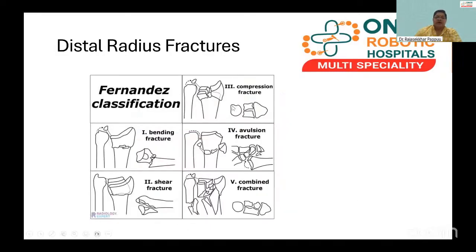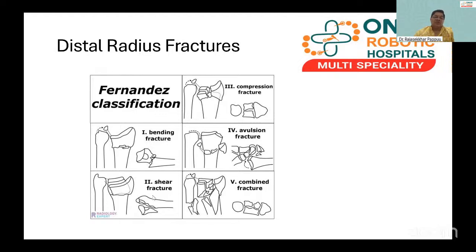There are many patterns of distal radius fractures, and many classifications. One classification is the AO classification. Another is the Fernandez classification. The Fernandez classification is the simplest form. It has type 1, type 2. Type 1 is when only one bone is broken. Type 2 is when the other bone is also broken. So this is a simple fracture.